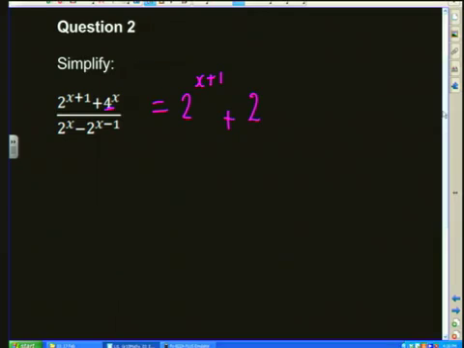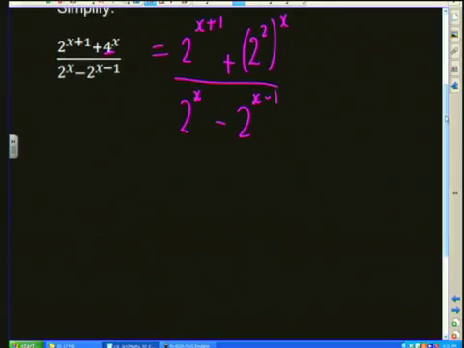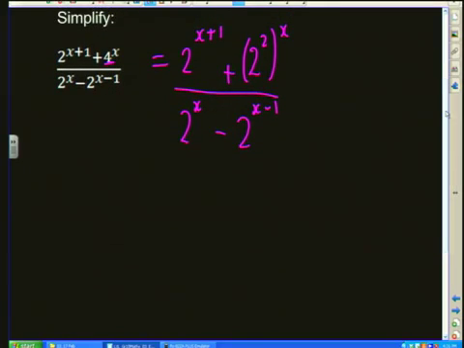So it's going to become 2 squared, in exponential form, raised to the power of x, all over 2 to the x minus 2 to the x minus 1. All right? So that's what that becomes. Now, simplifying that, I've got 2 to the x plus 1 plus 2 to the power 2x all over 2 to the x minus 2 to the x minus 1.